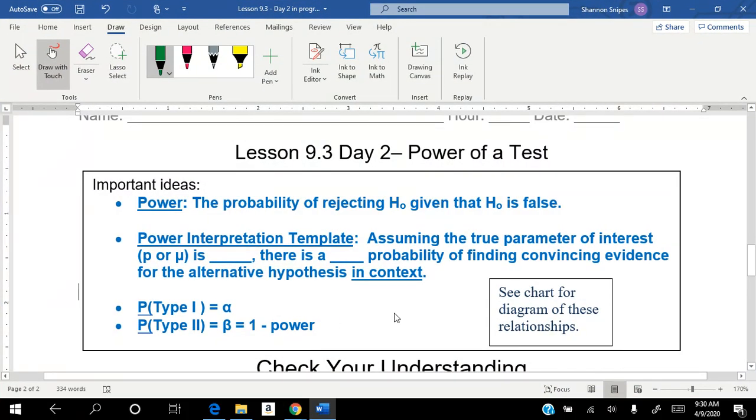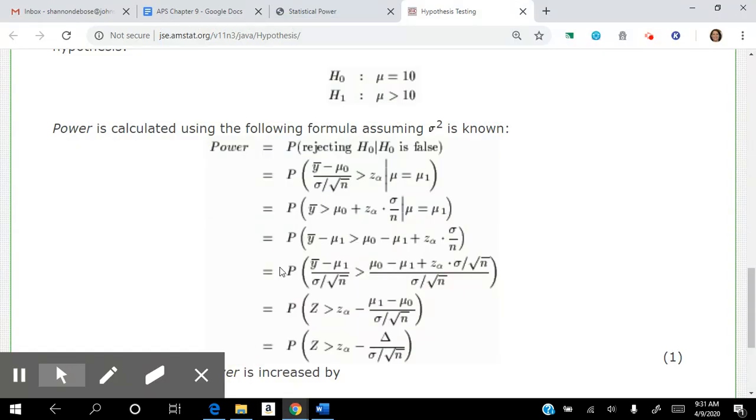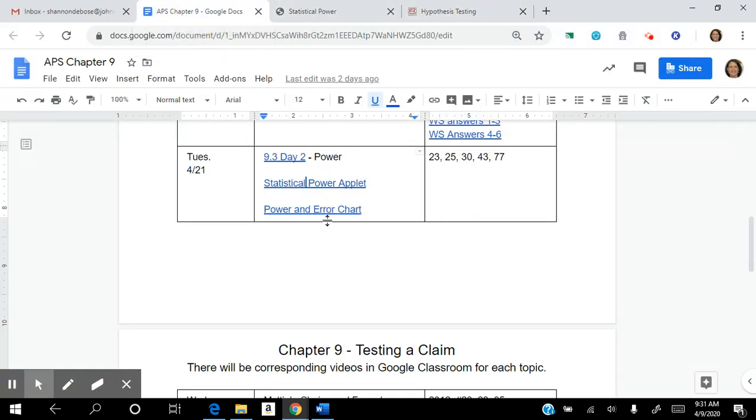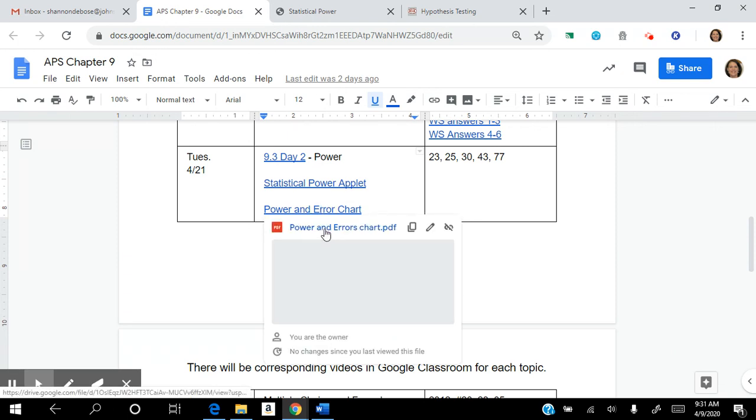However, you are going to need to know that power and the type 2 errors have a relationship. So from previous lessons, the probability of a type 1 error is alpha. Well, the probability of a type 2 error, we're going to call beta. That's that funky little symbol right here. Beta, the probability of a type 2 error, is going to equal 1 minus the power. So I have a chart that hopefully will bring everything together.